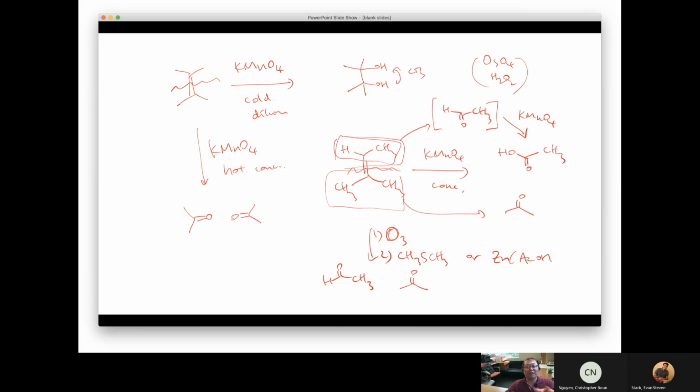The double bond can be cleaved, but depending on how you do it, or which reagent you use, you can either produce a carboxylic acid like this, or you can have an aldehyde for the singly substituted side. But for the doubly substituted side, no matter what you use, you're always going to get a ketone like this. So that part doesn't change.